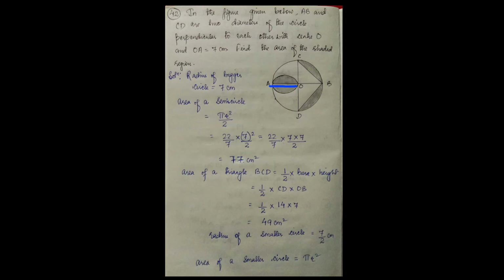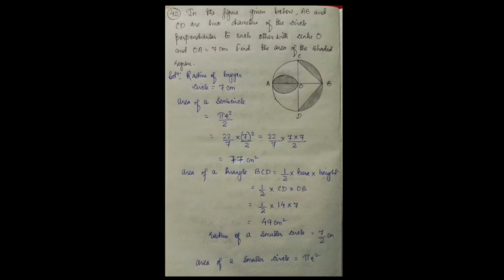So here we have two circles, right? One is a bigger circle and another is a smaller circle. For this bigger circle, this is the radius. Radius is 7 centimeter. Now we have to find the area of the shaded region. This diameter divides the circle into two semicircles, right? So we'll consider this semicircle and find its area. From this semicircle, if we subtract the area of this triangle, we will get the area of the shaded portion on one side.